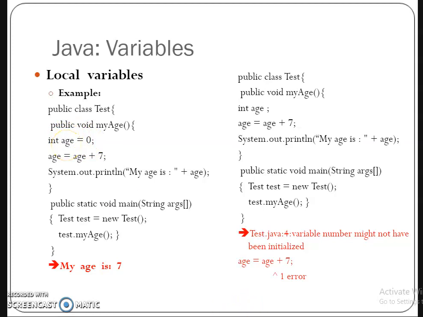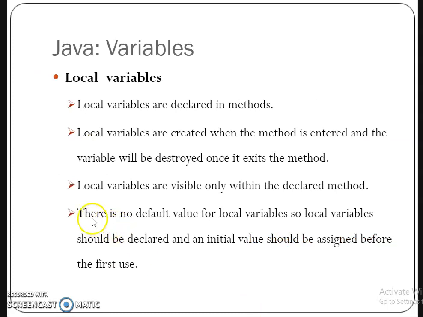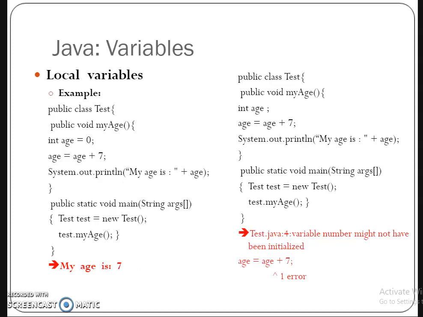Once again, I repeat this for your clarification. There is no default value for local variables, so a local variable should be declared and an initial value should be assigned before the first use. Within the method myAge, the variable age is declared, which is local to that method. The initial value 0 is assigned to this local variable, and then the statement is age equals age plus 7. So 0 plus 7, the value 7 is stored in the variable age.